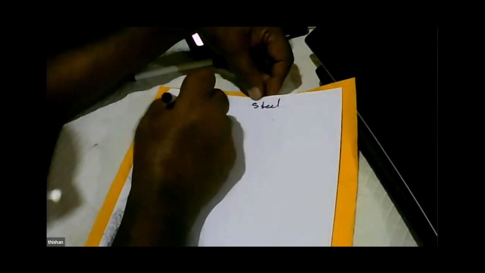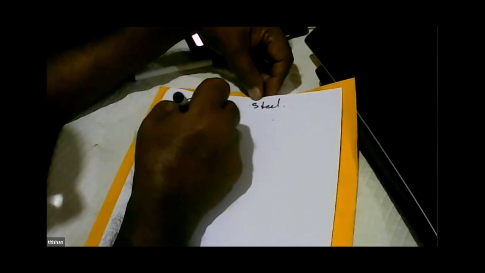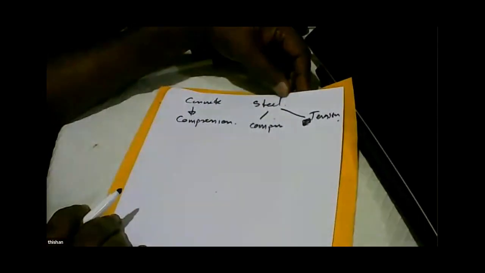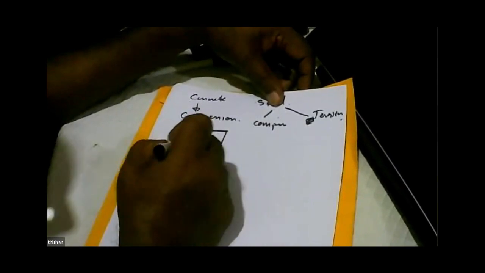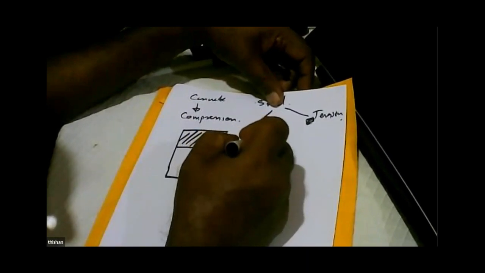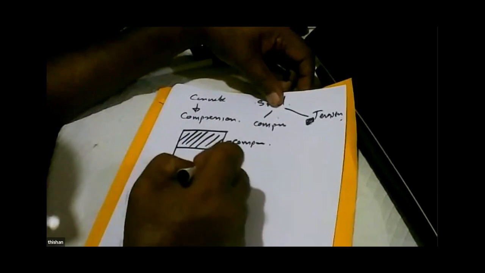So we have two materials. On one side, we have concrete. This side we have steel. Concrete is very good in carrying compression. Steel can carry both compression and tension. So my perception is, if concrete is good, use concrete to carry compression, because concrete is cheap. Use steel only to carry tension.